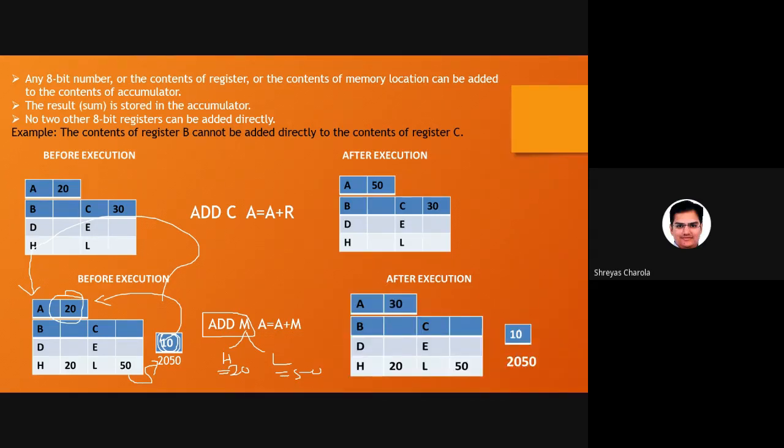Rest of the things remain the same, okay? Everything else remains the same. Only the content of the accumulator will change.